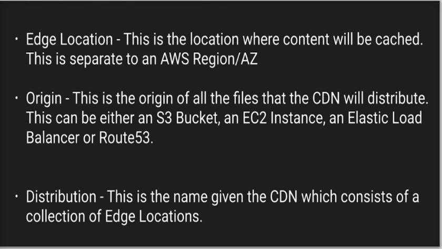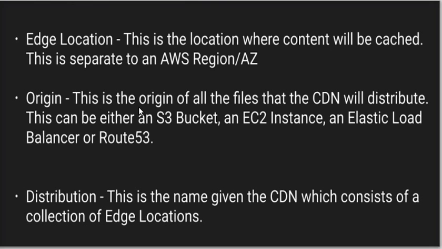So let us see some basic terminologies in CloudFront. First one is edge location. As I told you earlier, this is the location where content will be cached. This is separate to an AWS region. So basically this is the edge location which is near to the client. Whenever the client requests any content from the server, that file will be stored in the edge location, and from that edge location the customer will get the requested file.